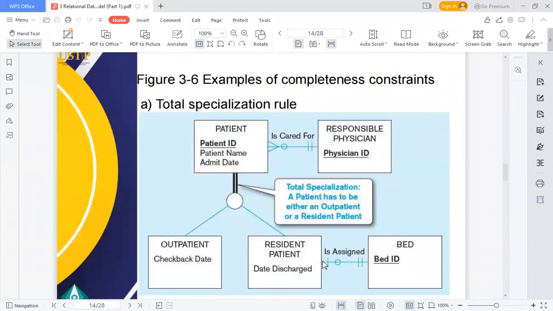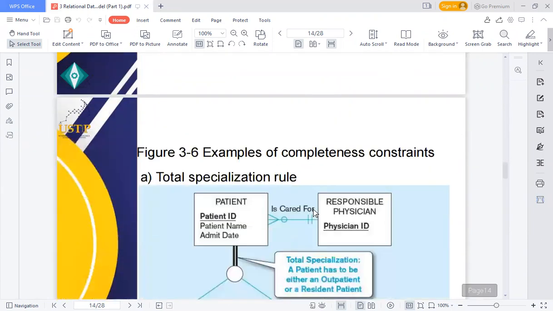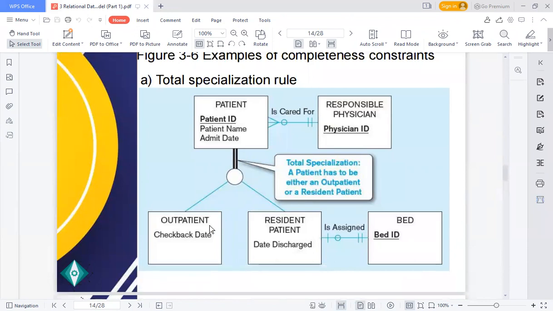So let's have an illustration of the completeness constraint with the total specialization rule. By definition, the instance of a supertype must also be a member of at least one subtype. So in this case, we have a total specialization because a patient has to be classified as either an outpatient or a resident patient. That is why it has a total specialization rule. So a patient should be classified as an outpatient or as a resident patient. So that's total specialization.